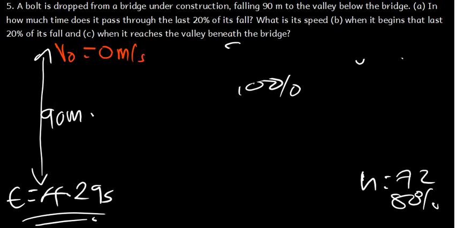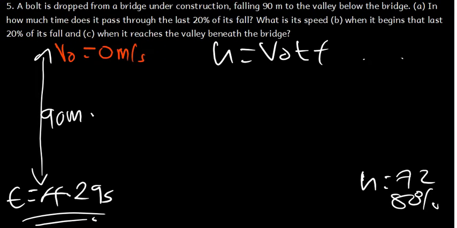So we're going to say h will be equal to v initial times t plus half g t squared. Now we want to find the time. We know that v initial is still going to be 0.